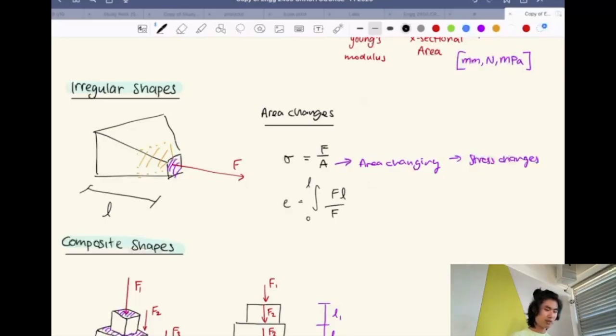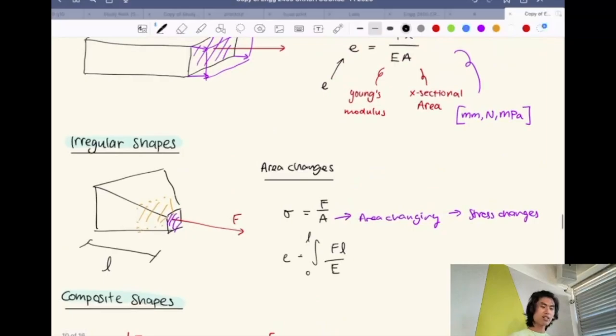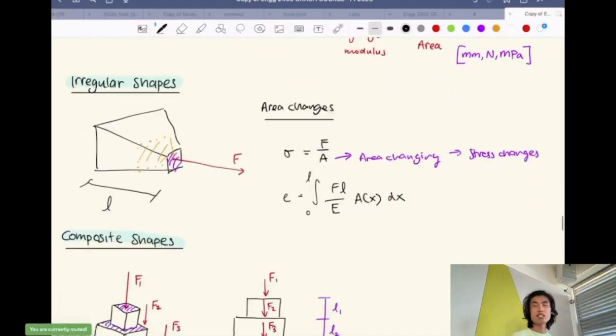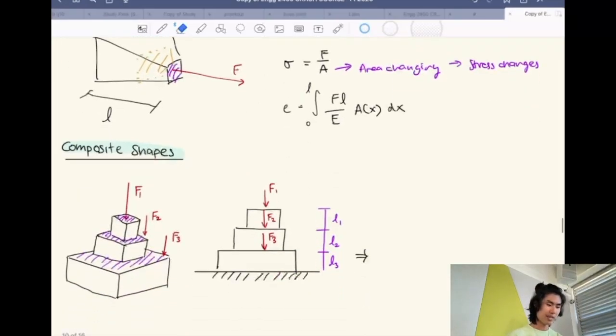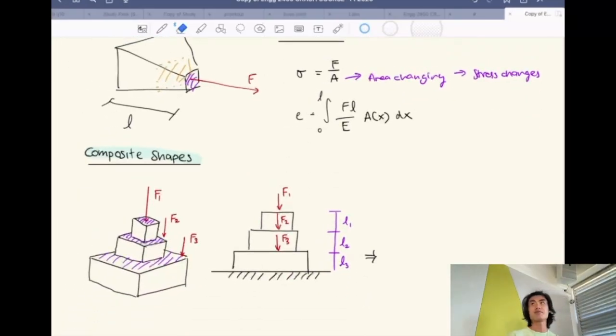It's FL over E, so that's just that area. Since your area is the only one changing, you just have to find an equation that changes with X, and then it will change according to that. So that's the elongation for irregular shapes. That's for non-discrete shapes. When it's discrete, they'll put it like this. This is actually a workshop example in your week 5.